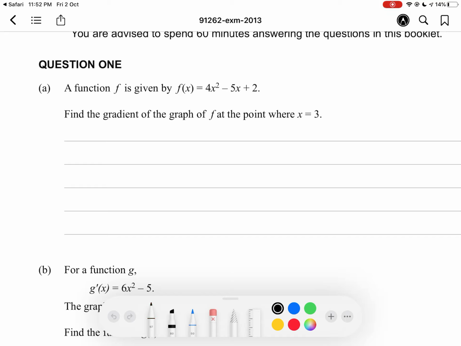So the derivative of the function f of x will be f dash of x, and that is equal to 8x minus 5, because you take the power and you multiply by the coefficient and you take the power down by 1. So therefore f dash of x equals 8x minus 5, and if you substitute the point x equals 3 into the equation, you'll find the gradient at the point x equals 3. So f dash of 3 equals 8 times 3 minus 5, which equals 24 minus 5, which equals 19, which is our final answer for this question, and this is just an achievable question.